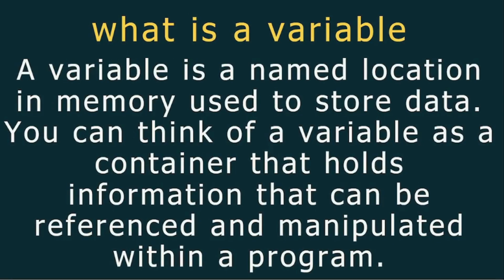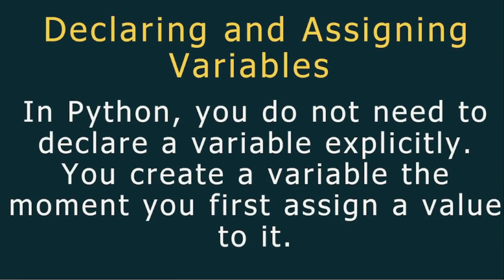What is a variable? A variable is a named location in memory used to store data. You can think of a variable as a container that holds information that can be referenced and manipulated within a program. Declaring and assigning a variable. In Python, you do not need to declare a variable explicitly. You can create a variable the moment you first assign a value to it.